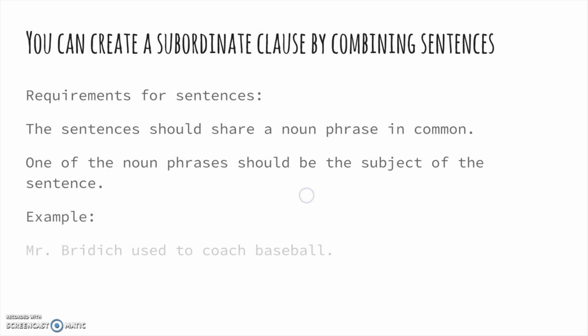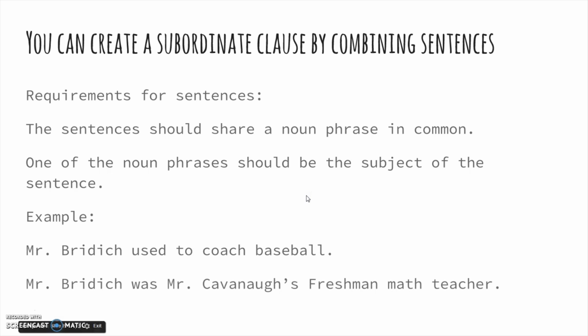Okay, so for example, Mr. Brightish used to coach baseball, and Mr. Brightish was Mr. Kavanaugh's freshman math teacher. So these sentences meet these requirements. They share a common noun phrase. Mr. Brightish is in both of them. And actually both of them have it as the subject of the sentence. Mr. Brightish is the subject of the sentence in both cases. So it's okay if both of them are subjects. It's just that one of them has to be a subject. So check, check. And then these two sentences are candidates for combining by using a subordinate clause.